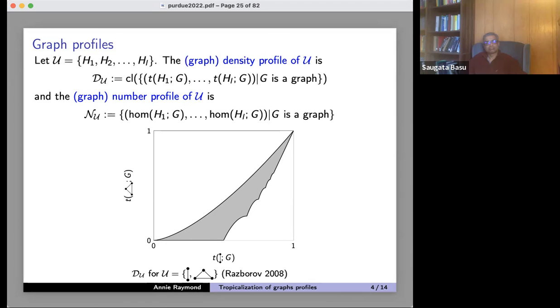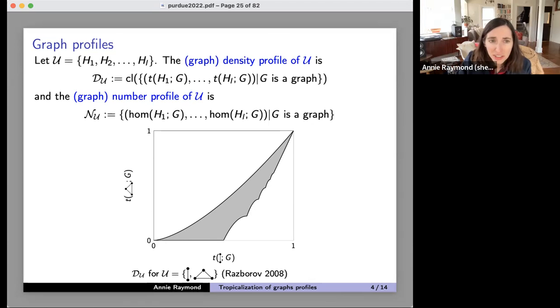And so understanding such a graph profile, essentially what it means is you try to understand all polynomial inequalities that are true. So for example, this polynomial inequality says that the edge density cubed minus the triangle density squared is greater or equal to 0. So I can think of this as certifying the non-negativity of some inequalities. So wonderful picture, I love it.